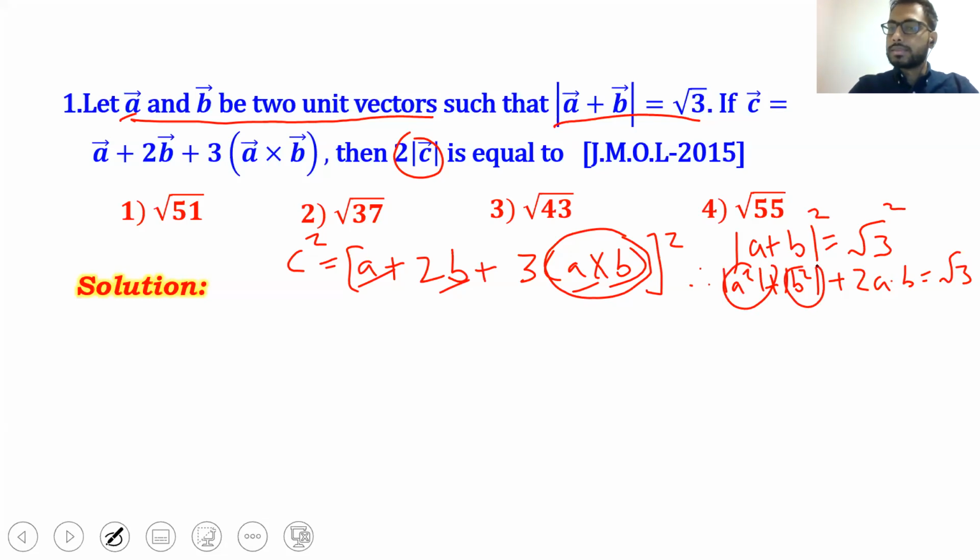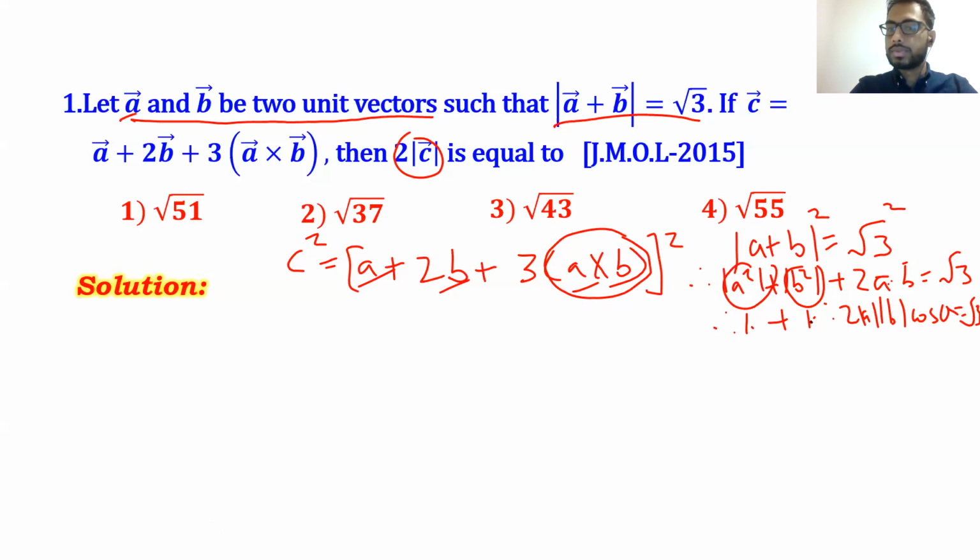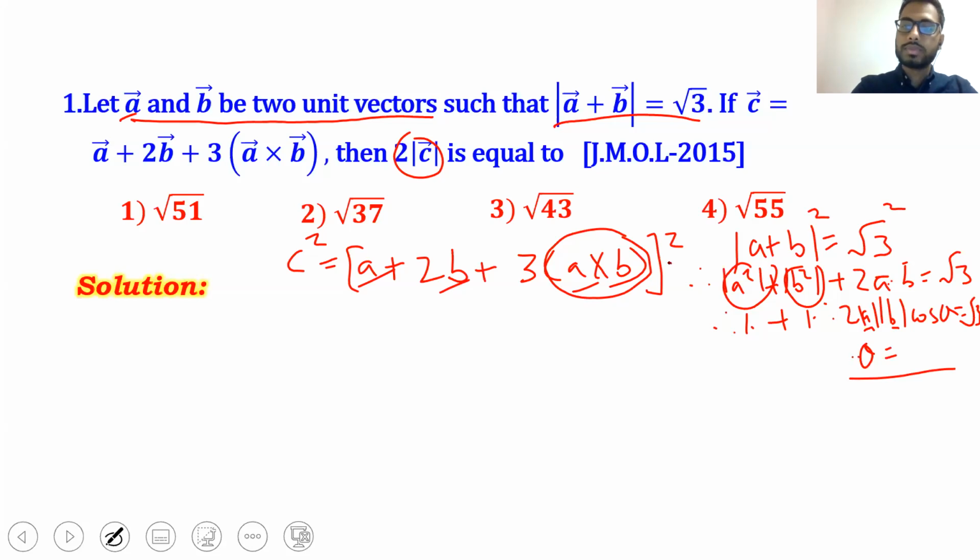I'm going to simplify this. And from here, 2 A dot B is nothing but applying dot product over here. I can say this is 2 magnitude of A, magnitude of B into cos of theta, which is equal to root 3 square, and this is 1 plus 1. So simplify this. 1 plus 1 is 2. Magnitude of A is 1, magnitude of B is 1. So simplifying, I'll get value of my theta. And once I get theta, I can substitute over here.